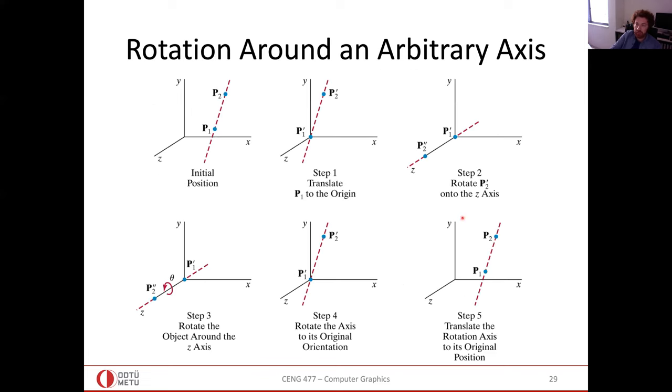Actually, here is an even better visualization of the same concept. So assume that this is the axis around which I will rotate my object. First, translate it to the origin. It is enough to translate one endpoint, P1, that defines this axis. P1 is in the origin now. Effectively, the axis is in the origin. We say it like that. Now, snap it to one of the known axes, like z.